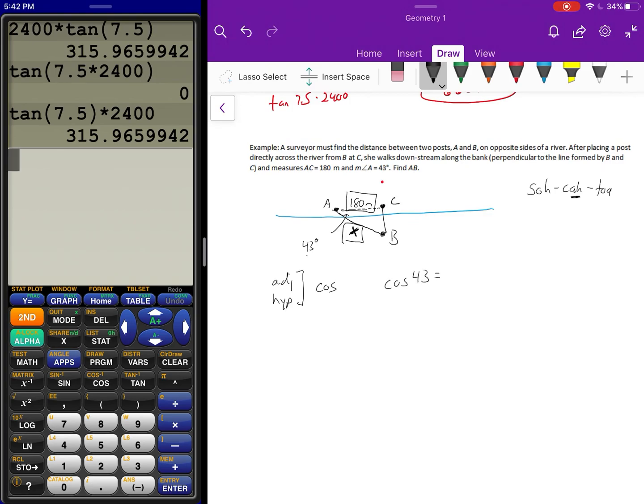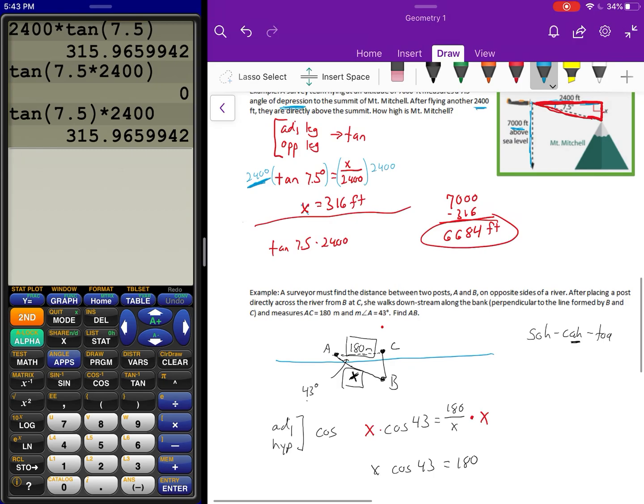And so now we want to write our equation. Cosine of the angle we're referring to, which is 43, equals the adjacent over the hypotenuse, which is X. So when we have X here in the denominator, we want to make sure we multiply both sides by X. And so that gives us X times the cosine of 43 equals 180.